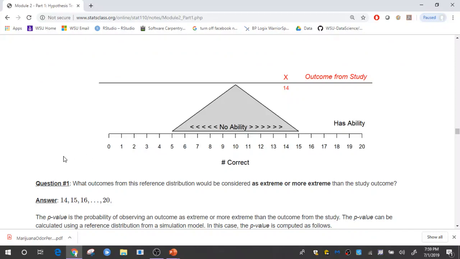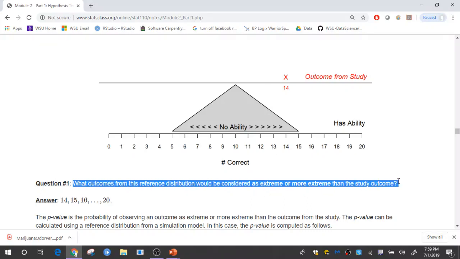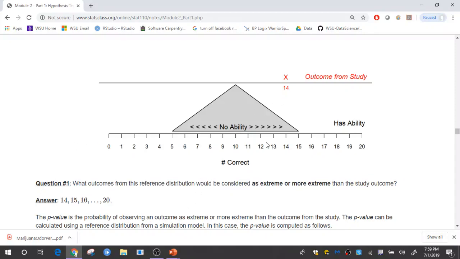The first thing I need to do before computing the p-value is understand what outcomes from this reference distribution would be considered as extreme or more extreme than the study outcome. Again, when identifying those outcomes, we need the outcomes that would provide as much or more support for the research question. So 14 would be as extreme, I guess. 15 would be more extreme than 14 and provides additional evidence for the research question. 16 would also be more extreme than 14.